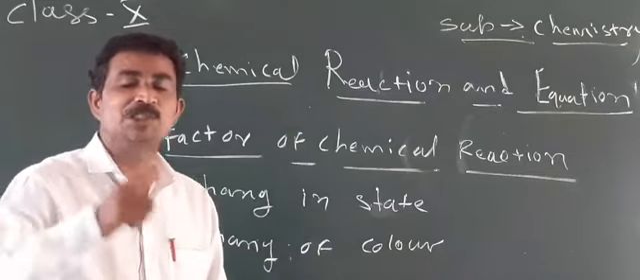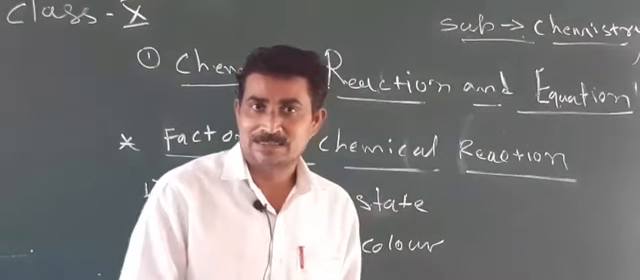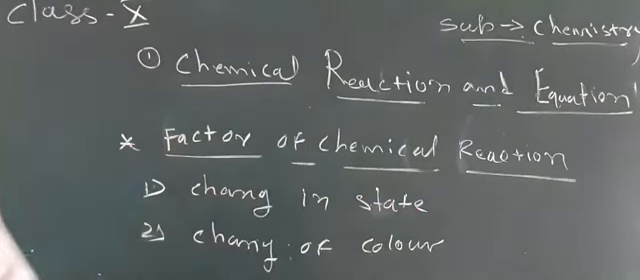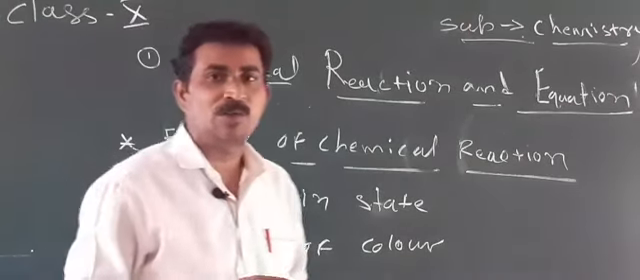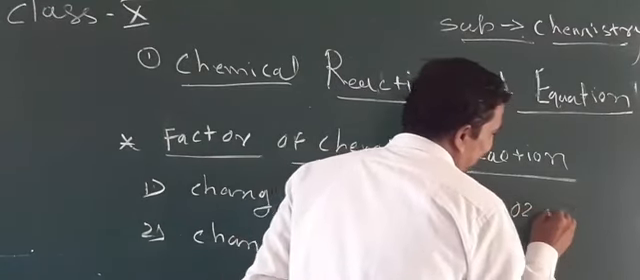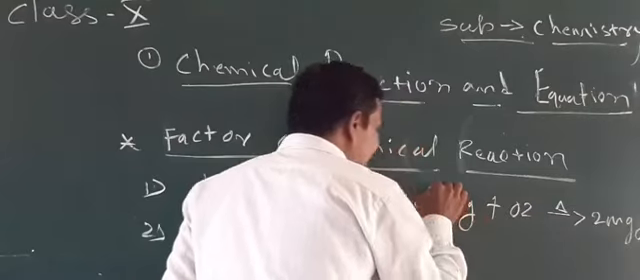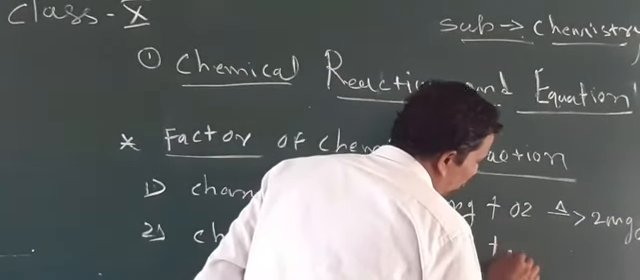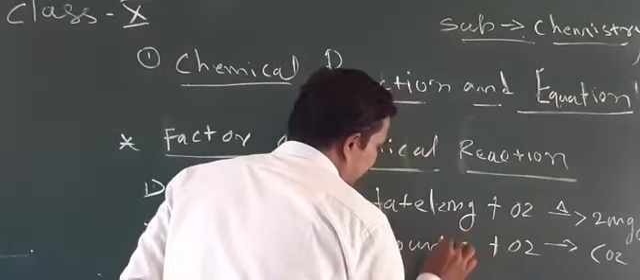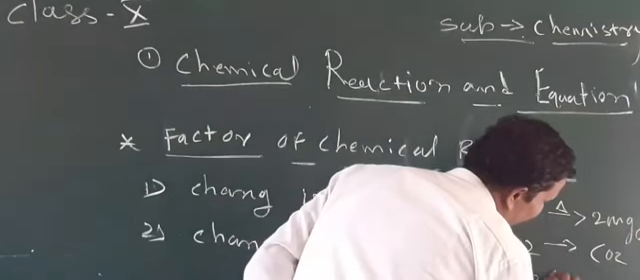In class 9, I taught you how matter is divided into three states: solid, liquid and gas. The same thing happens in a change of state. Let us see examples. First example: Mg plus O2 gives, with heat, 2MgO. Second: C plus O2 gives CO2. Third: H2 plus O2 gives H2O.